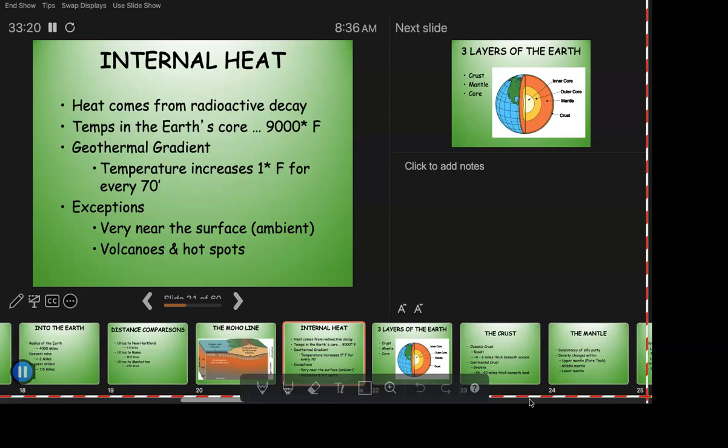It's hot inside the earth. That's why a lot of the rock is molten. You go into the Earth's core, they've calculated it to be about 9,000 degrees Fahrenheit. And that energy comes from radioactive decay. You've all heard of radioactivity and to some extent have an idea of what it is. You know that some materials can give off really bad energy, and that's usually what we call radiation. All right.